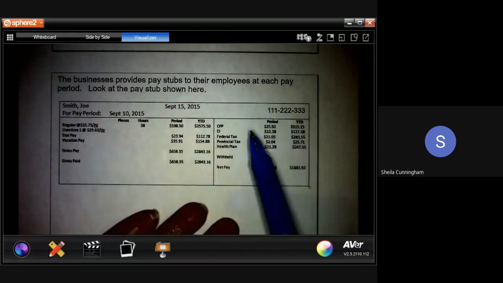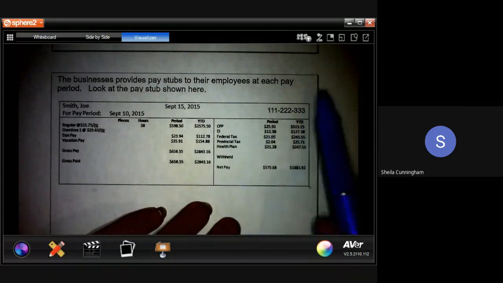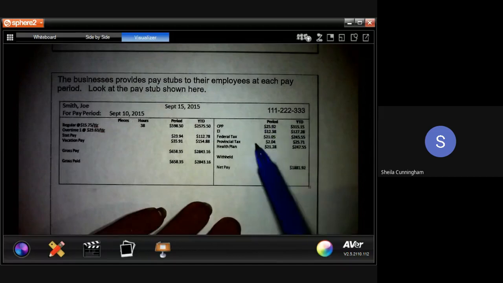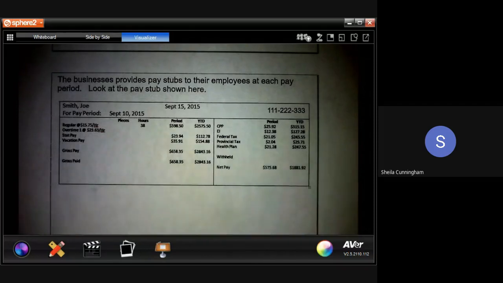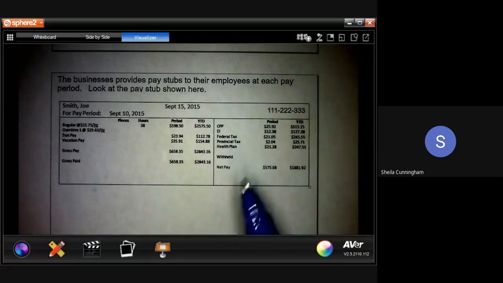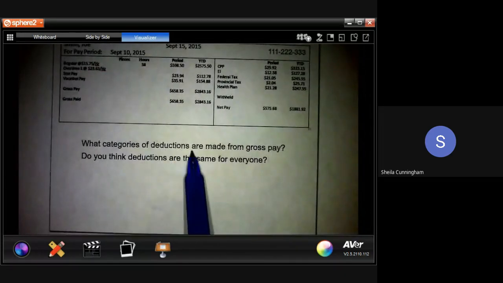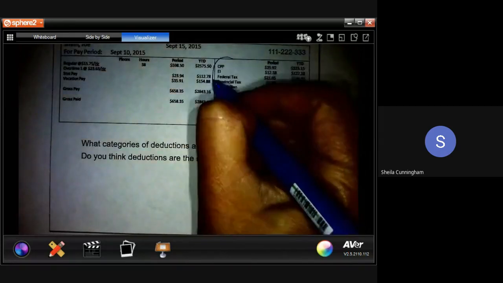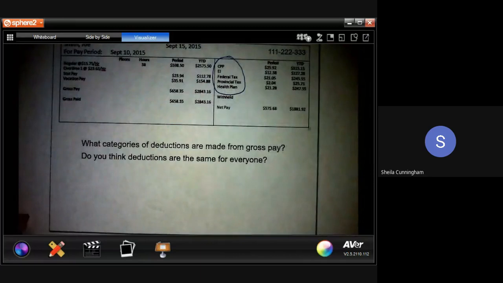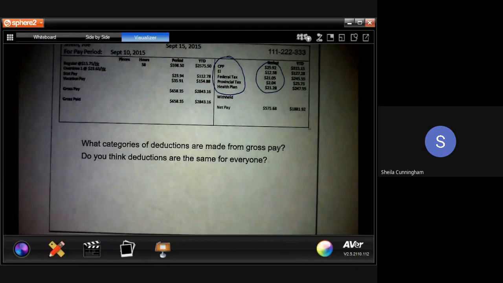So now if we go over to the other side of the pay stub, the other side looks at the deductions that have come off. So this is basically all the money that Joe is going to get taken off of his check. As we go through this whole process, we're going to talk about more of these pieces and specifically get into the deduction side of it. So when it asks what categories of deductions are made from gross pay, we're talking about right in here. This is what's going to come off of Joe's check.